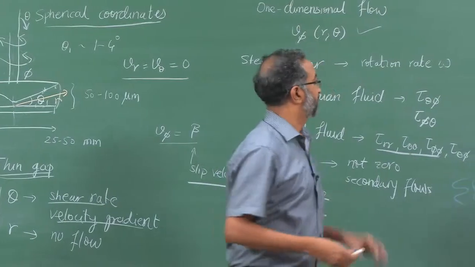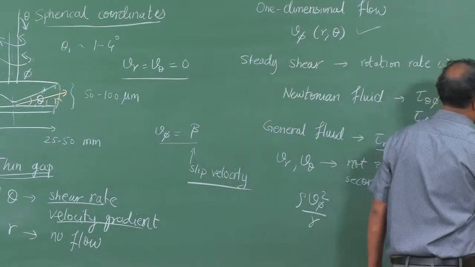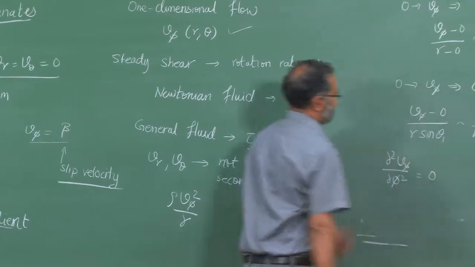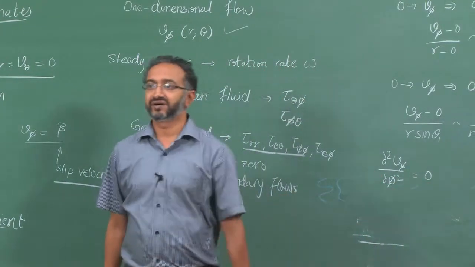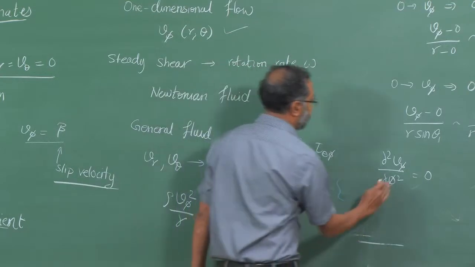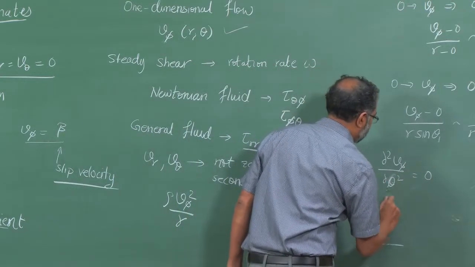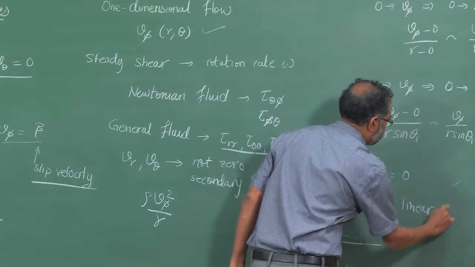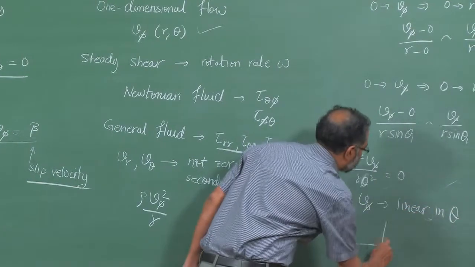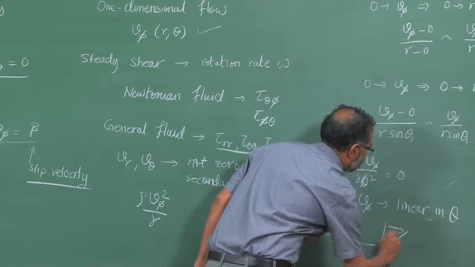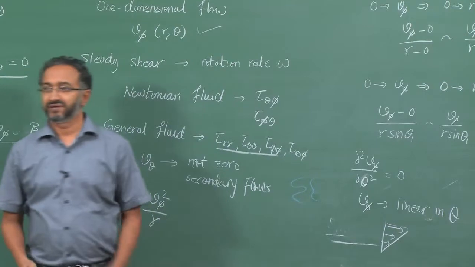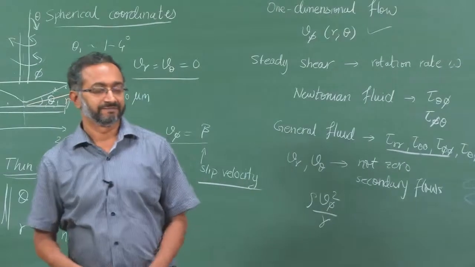So, therefore, the overall governing equation basically reduces to, so this will lead to the statement that V phi will be linear in theta. V phi will be linear in theta, and that is the velocity profile that I had drawn, that it will be a linear velocity profile as we move in theta direction.